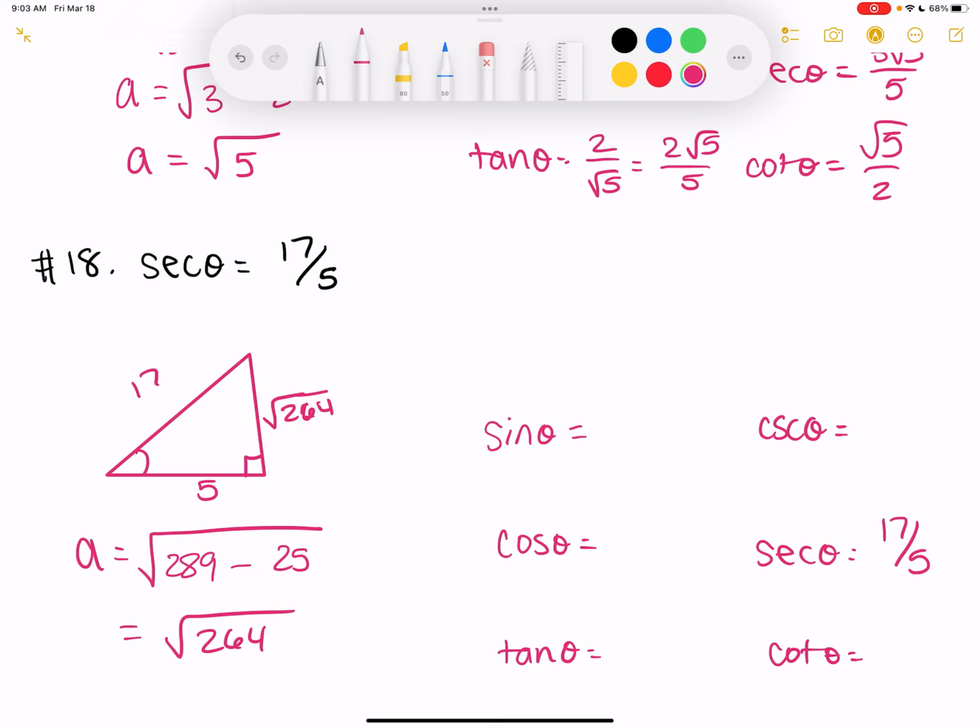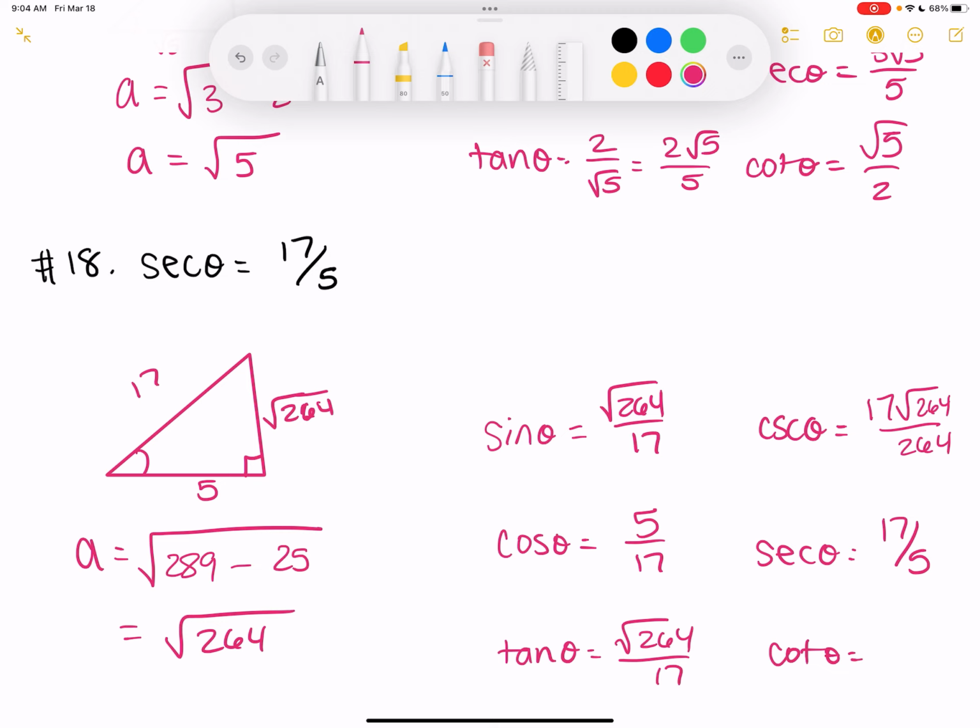Tangent. Square root of 264. What is sine? We're on sine. Opposite, square root of 264 over 17. I already said that one. You weren't ready. 5 over 17 is the next one. And then the square root of 264 over 17. And then you have 17 times the square root of 264 over 264. And then you have 5 times the square root of 264 over 264.